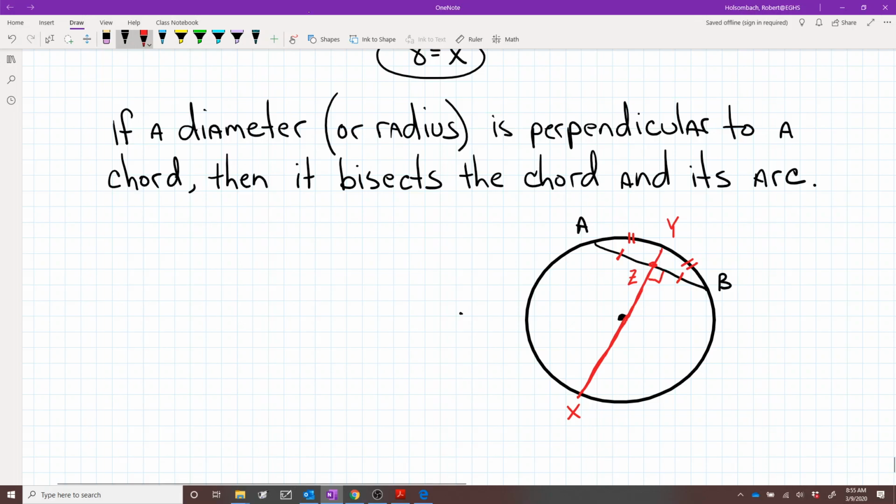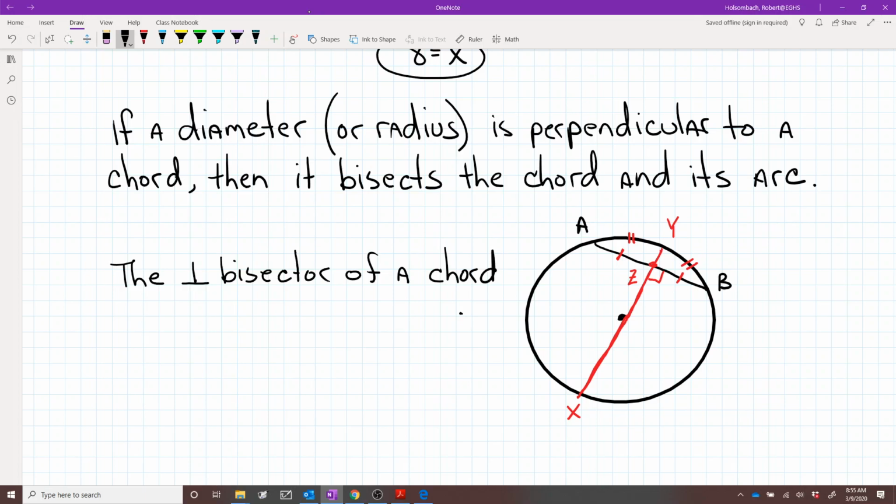Alright, Theorem 10.4 right there below it. Add this. The perpendicular bisector of a chord is a diameter or radius.